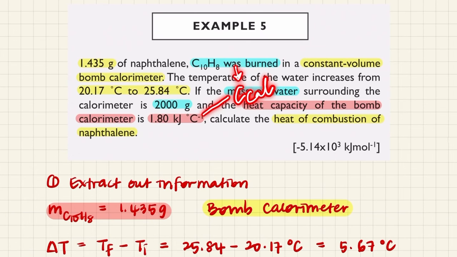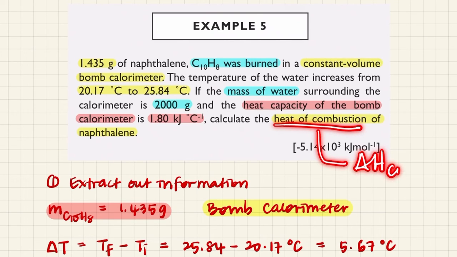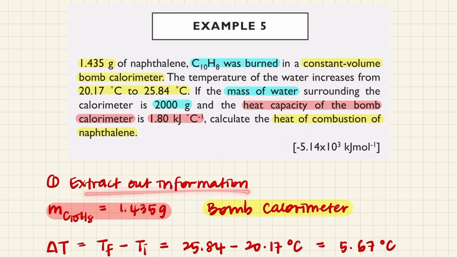Alright, capital C. Calculate the heat of combustion. Heat of combustion of naphthalene. So is this Q reaction or is this delta H? If it says heat of combustion or enthalpy of combustion, that means this is actually delta H combustion, not Q reaction. But to find delta H, you need to know the Q reaction, the heat change of your reaction. So the first thing you need to do is to extract out your information.